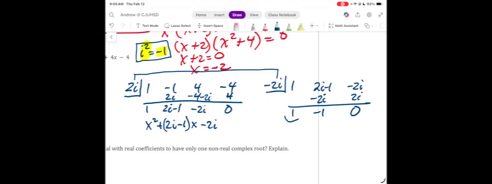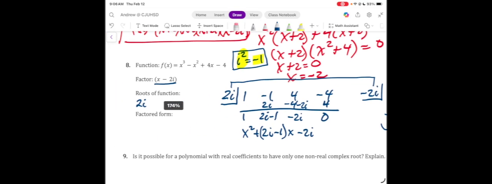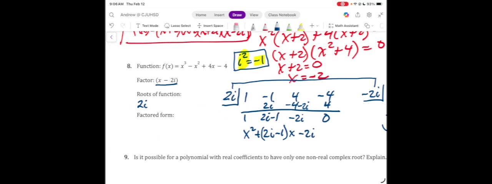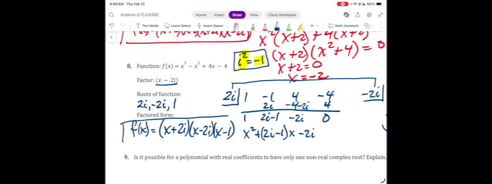Then what's this part? Well, that's just x minus 1. And if we set it equal to 0, that means x equals 1 is a root. So 1, 2i, and negative 2i are the roots. And it's degree 3, so there's all the roots: 2i, negative 2i, and 1. So the factored form of the function would be (x + 2i)(x - 2i)(x - 1). It's pretty cool, right?